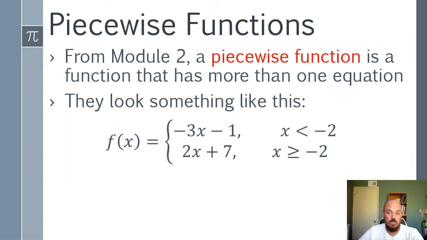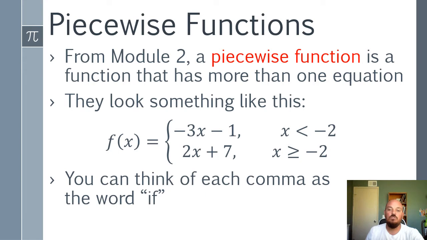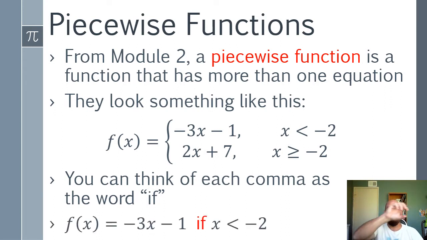Now the second part over on the right, that's called the domain, and that tells you when to use each equation. A good way to think about it is to think of that comma like it's the word if. So that top row says f of x equals negative 3x minus 1 if x is less than negative 2. So if x is any number less than negative 2, negative 3 or negative 10 or negative 1 million, then you use that top equation.